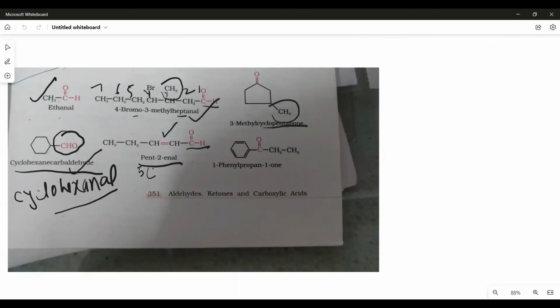1-phenyl propane 1 one. This is the ketone group. 1-phenyl means at this position the phenyl group is present, and this is what? Propane 1 one, because this is a keto group.